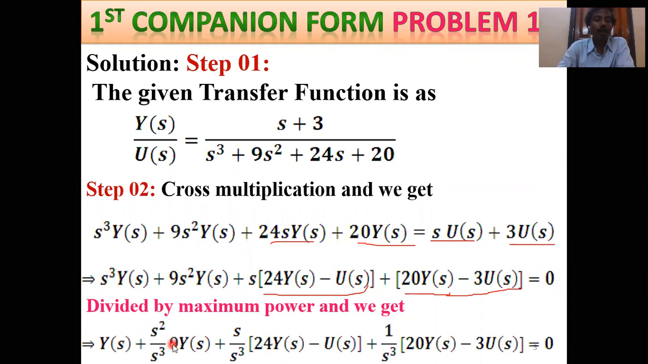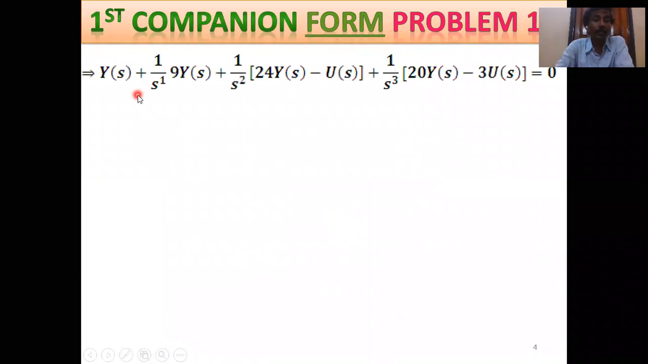Y(s) plus 9 s square by s cube, just divided by s cube, s by s cube, 1 by s cube, just divided by the highest power s cube terms. Then Y(s) plus 1 by s, 9 Y(s) plus 1 by s square, 24 Y(s) minus U(s), plus 1 by s cube, 20 Y(s) minus 3 U(s) equals 0.